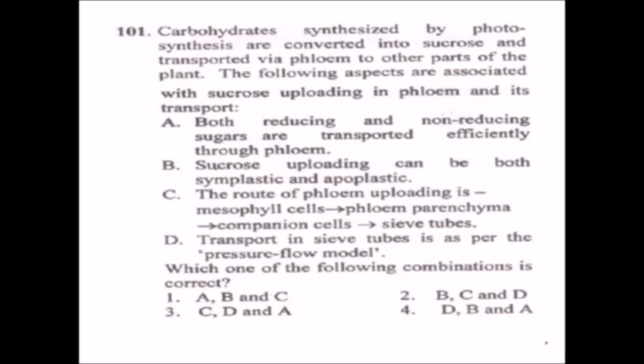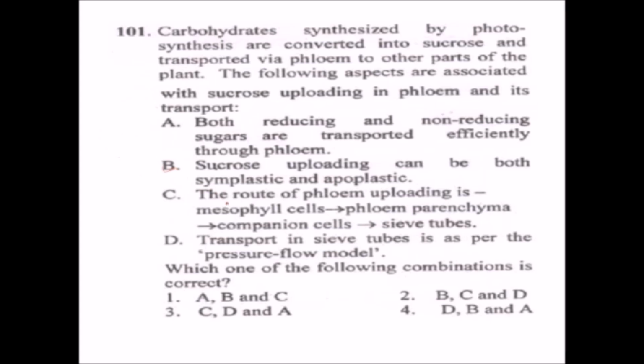So question number 101 is that carbohydrates synthesized by photosynthesis are converted into sucrose and transported via phloem to other parts of the plant. The following aspects are associated with sucrose uploading in phloem and its transport. Yes, we know that after the synthesis of sucrose, it is uploaded in the phloem and transported, and it follows both symplastic and apoplastic pathways.